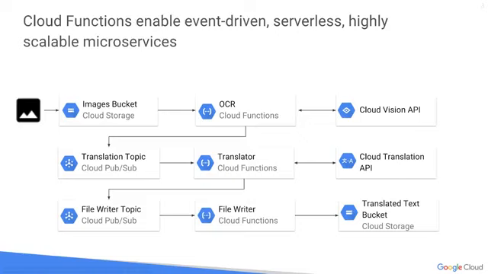In this example, all components of the application use fully managed services and APIs such as Cloud Storage, Cloud PubSub, Cloud Functions, Cloud Vision API, and Cloud Translation API. These services scale automatically depending on the volume of incoming data and required compute resources. This scalability and reliability enables you to focus on your application code.